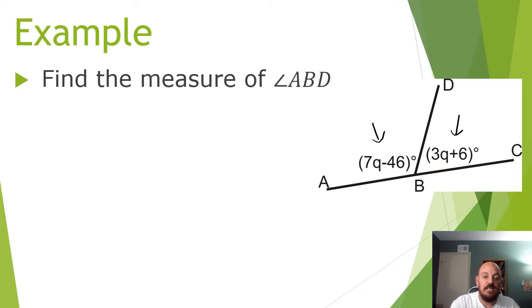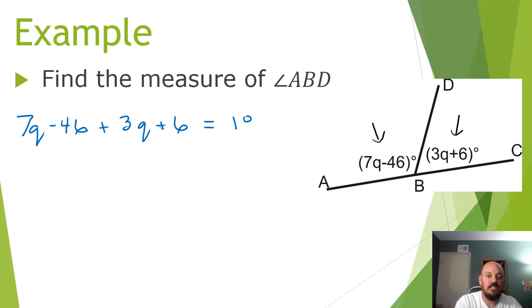In fact, what we decided here is that what you need to do to solve this one is to say they add up to 180. So instead of making them equal to each other, I'm going to take the first one, 7q minus 46, and I'm going to add it to the second one, plus 3q plus 6. And I'm going to say those two things added together have to equal 180. That's the equation we want to solve.